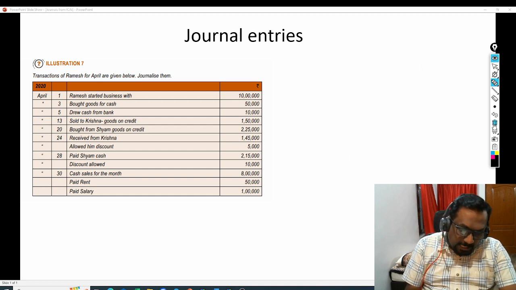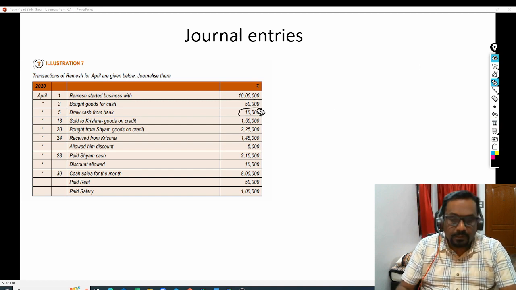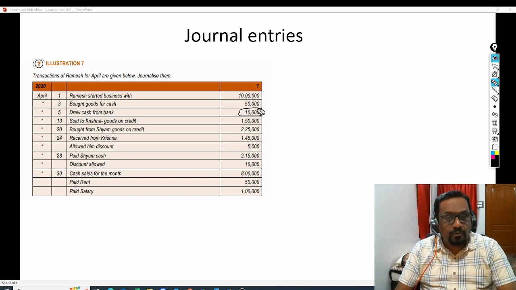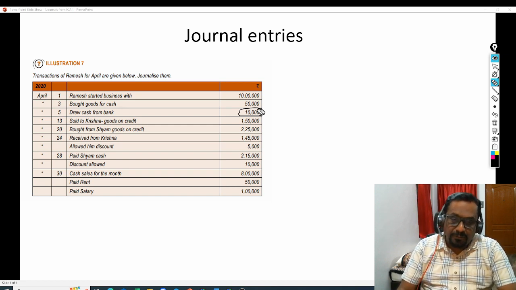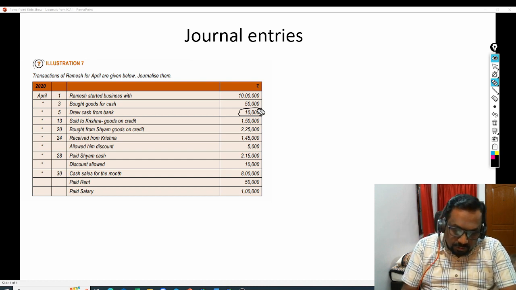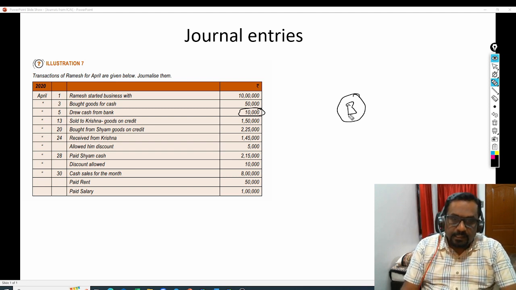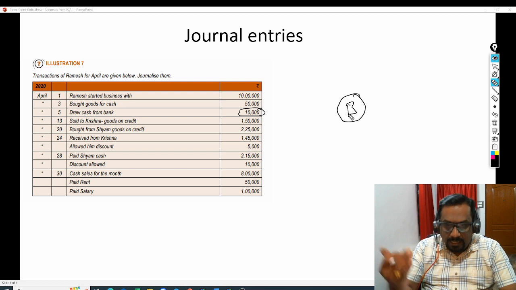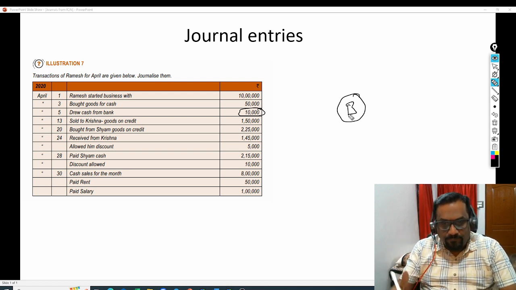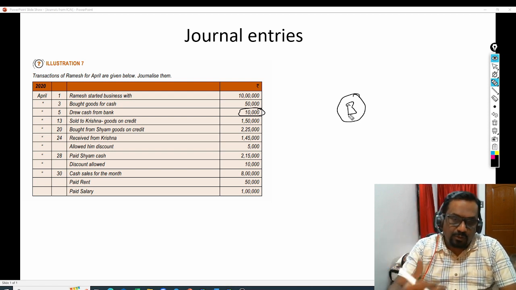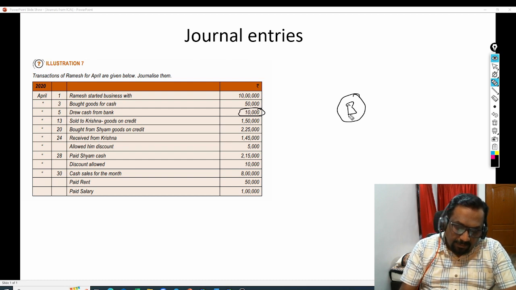Next, drew cash from bank 10,000. Who drew the cash? Who will have authority to draw the cash? Proprietor. So proprietor is who? Ramesh. Ramesh withdrew the cash from the bank. So this is business. He went to the bank and from his business bank account, he took cash. So who is the giver of the cash to Ramesh? Banker. Banker is the giver.